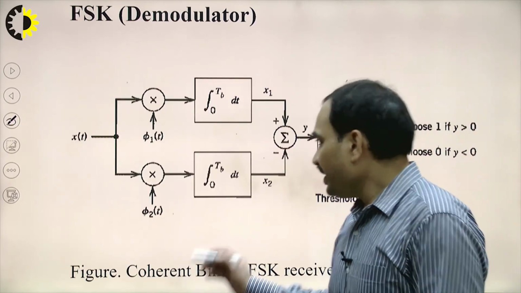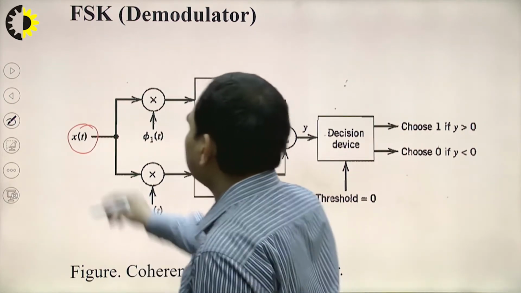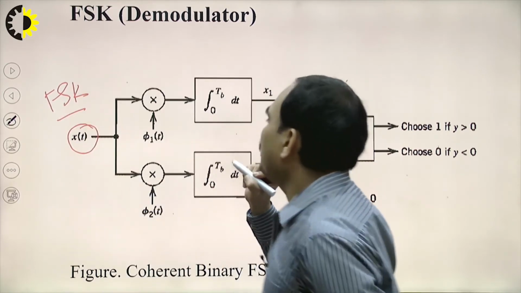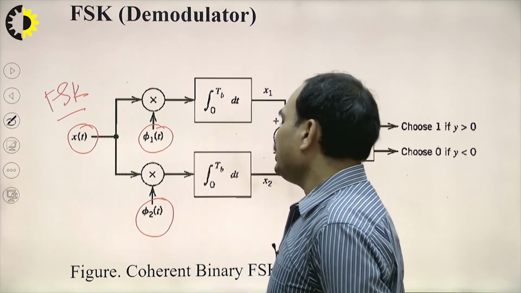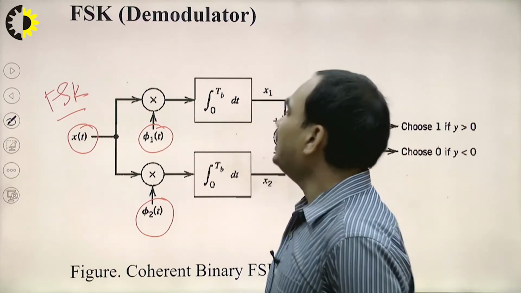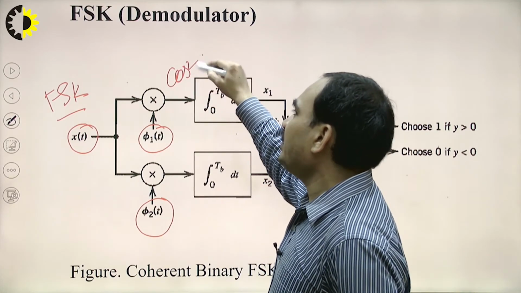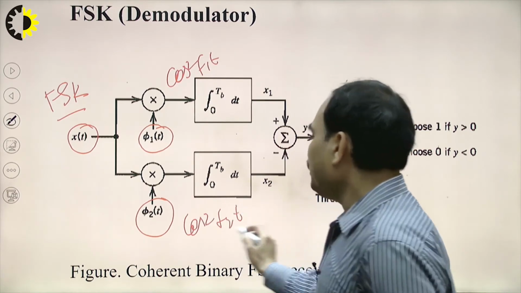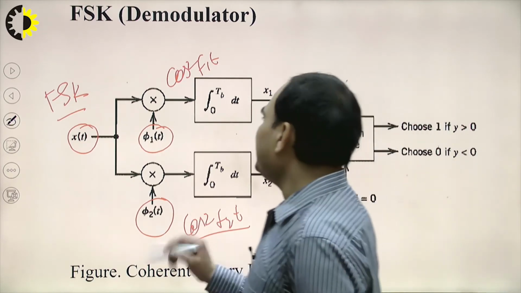So coherent, as we can see here, we have x(t), our received signal, or you can say the received FSK signal. Now the basis functions, that is phi1(t) and phi2(t), have the carrier frequencies f1 and f2 respectively. After the multiplication, the carrier will be cos squared of f1 t, and here cos squared of f2 t. Due to the multiplication of the carriers, we get a higher frequency component and a DC component.